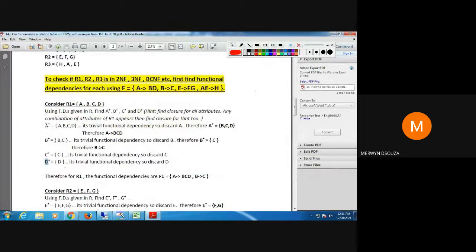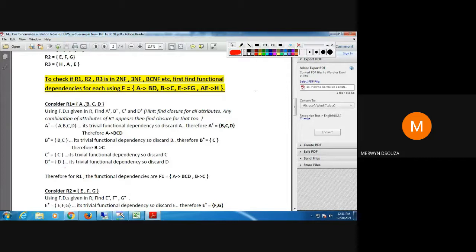So when you find this A closure, you will get A, B, C, and D. But A causes a trivial functional dependency, so you are going to discard A from here. When you discard A, what will be left in A closure is B, C, and D. Therefore, your first functional dependency will be A determines B, C, D. A is from your left hand side and BCD is from your right hand side. So you will say A determines BCD.